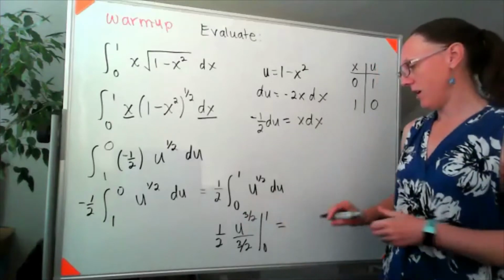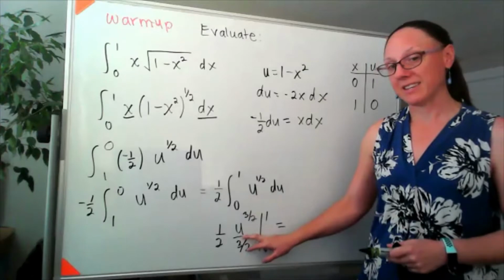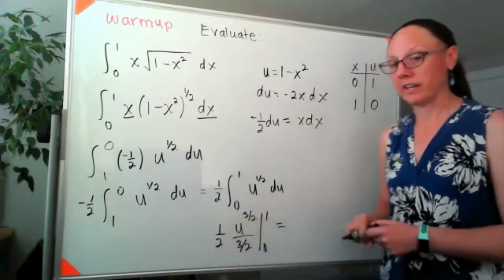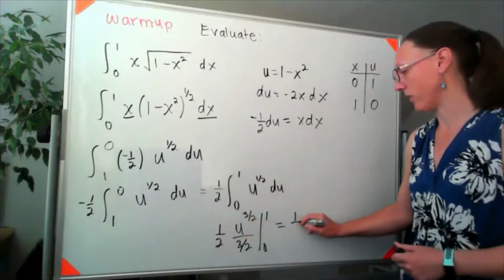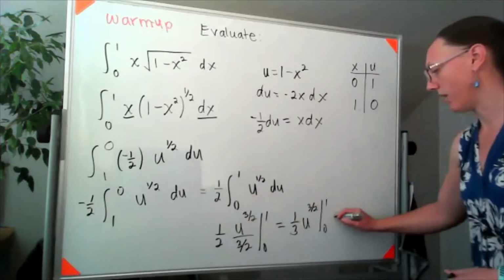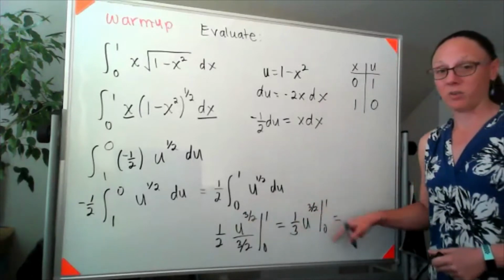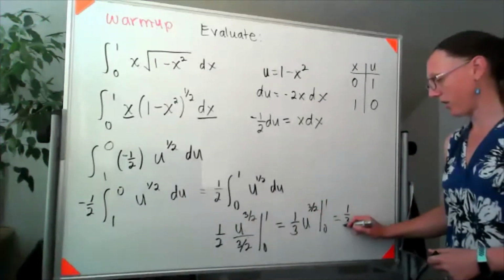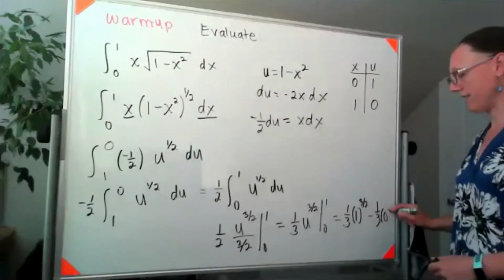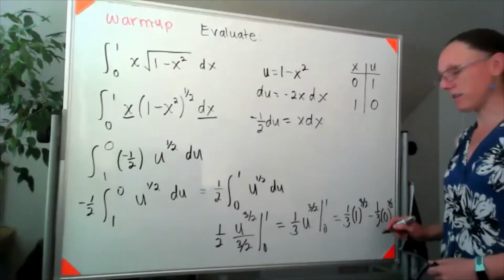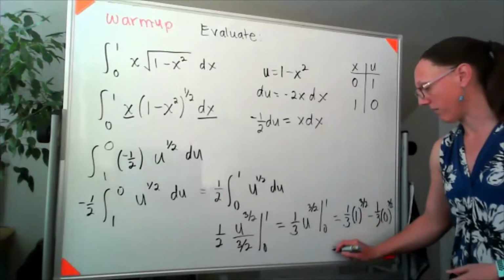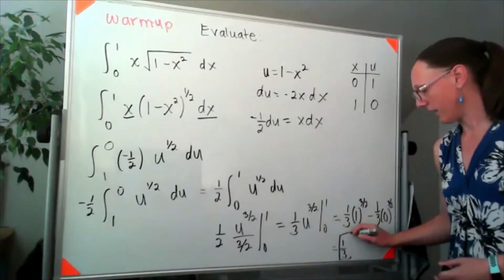So when I divide by 3/2, that's the same thing as multiplying by 2/3, which means those 2's are going to cancel out, and I'm going to be left with 1/3 u to the 3/2, and we're going from 0 to 1. So now when I plug in the 1 and plug in the 0, I've got 1/3 of 1 to the 3/2 minus 1/3 of 0 to the 3/2. 1 raised to any power is 1, so I think my final answer is 1/3.